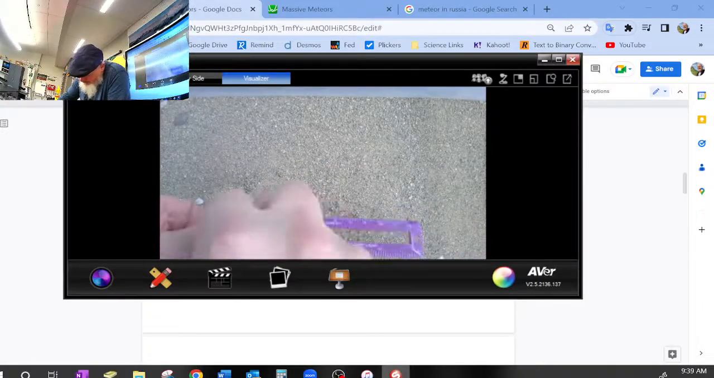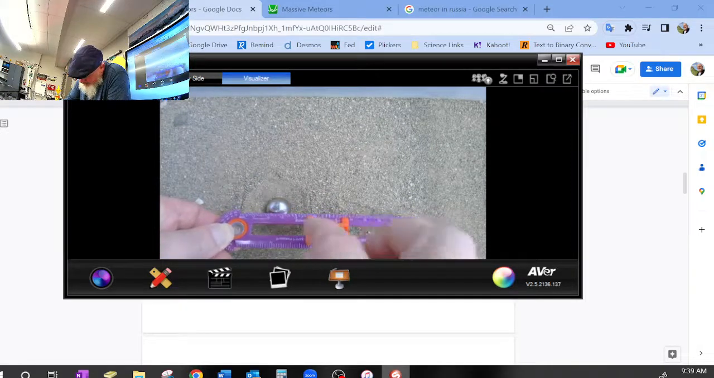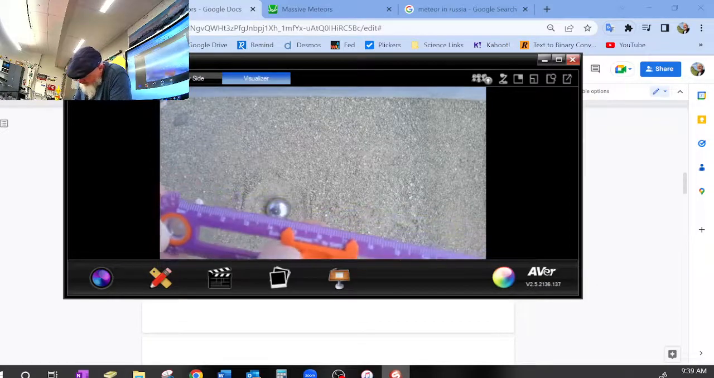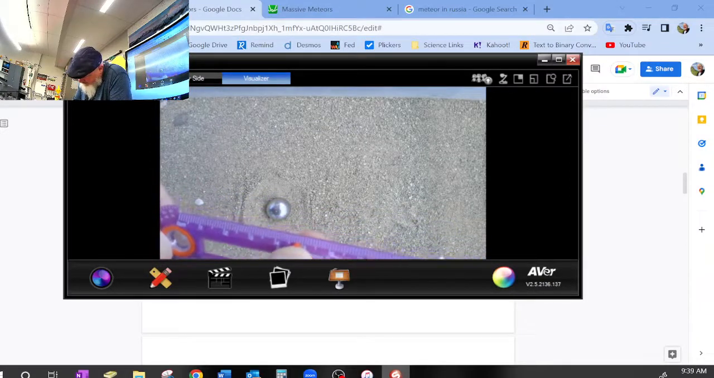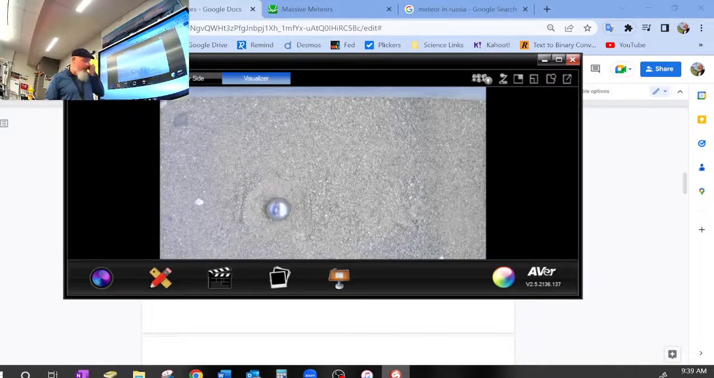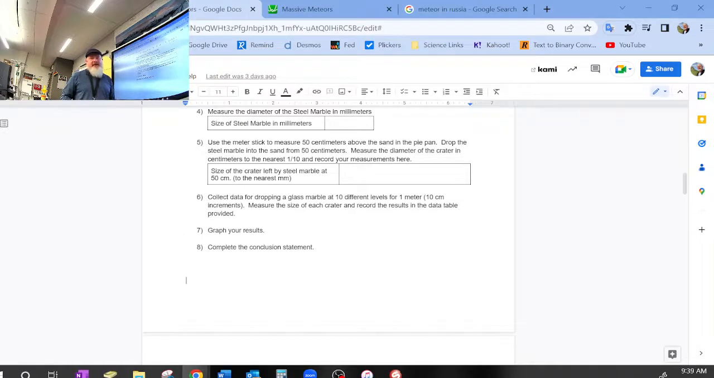Measure where this little part spikes out from one side of the crater and put the little arrow where the other side of the crater is. And if I hold this up and I look, it looks to me like that crater is about 4.9 is what it was reading. So that'd be about 4.9 centimeters. So you're going to record that right there, 4.9 centimeters. That's going to come in important for later.